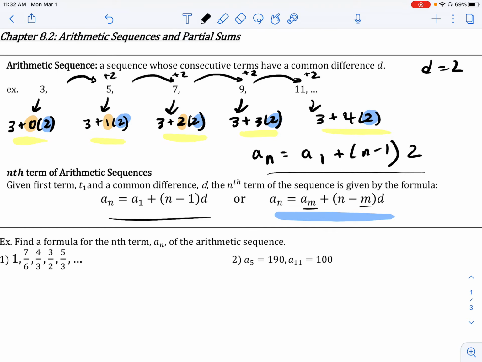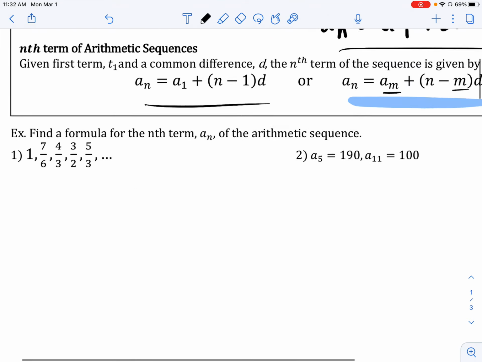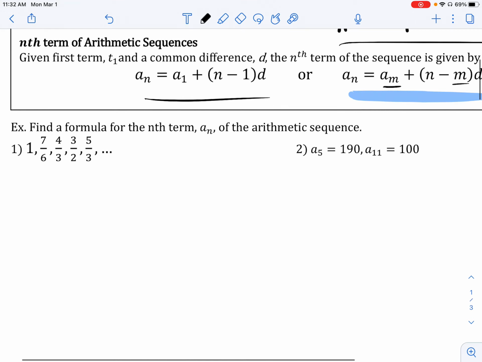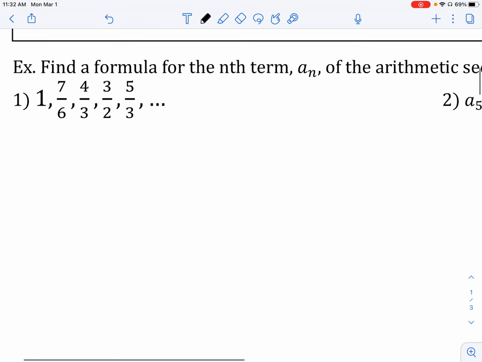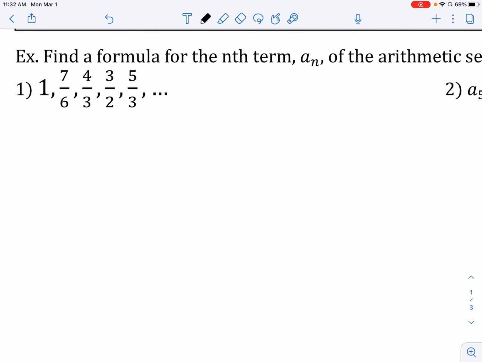But let's just get comfortable working with the nth term here. So let's take a look at this particular sequence in number 1. Looking at this here, first off, ask yourself, what is my common difference? Well, the easy way to do that is simply to find the difference between any 2 terms in the sequence, and might as well go with the easiest ones.